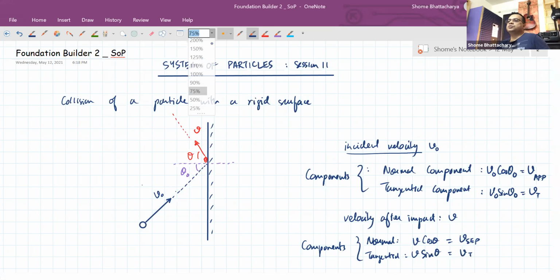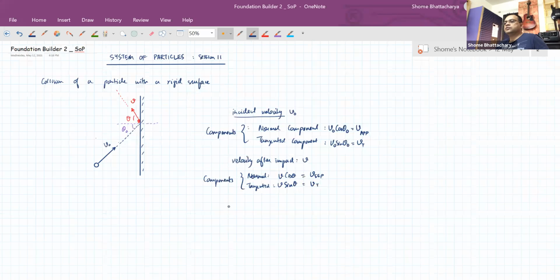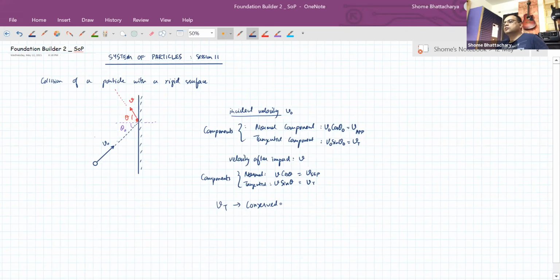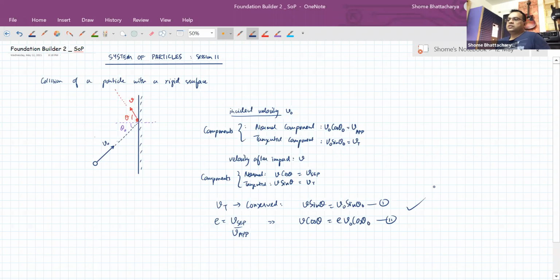Okay. So then we apply the principle that the tangential component is conserved. So V sine theta is equal to V naught sine theta naught, and the coefficient of restitution is the ratio of separation to approach velocity. So from that we get the relation that V cos theta is equal to E times V naught cos theta naught. Okay, so this is what we use for solving this general situation, and you can see that if you just put theta naught equal to 0, you get the special case of normal impact, and a non-zero value of theta naught, like the example I've taken here, is the oblique collision situation.